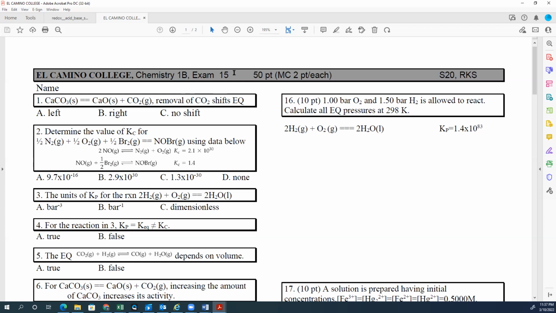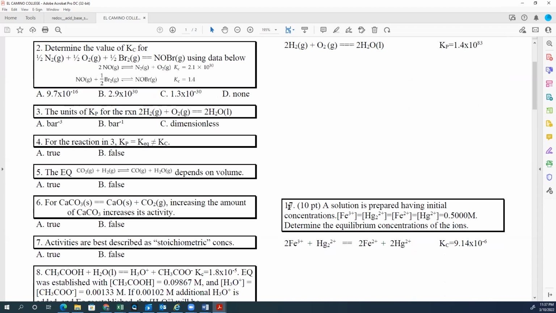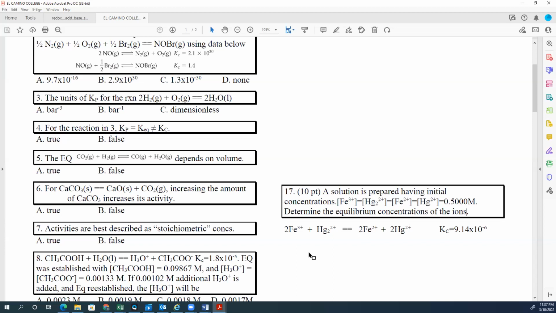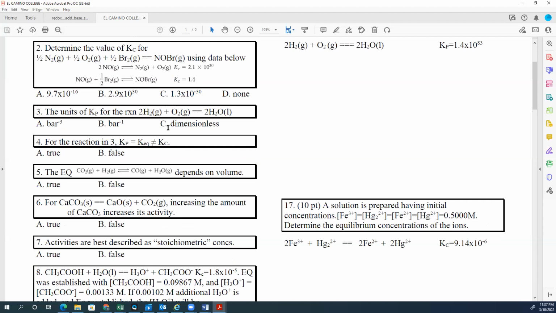Okay, thank you. If you look at some of these, like number 17, does this one look familiar? Well, kind of. We did a problem similar to this, not exactly the same, but similar. Some of these are a bit more tricky. I did talk about KP, KEQ, and KC. So let's try to answer number 4 here.